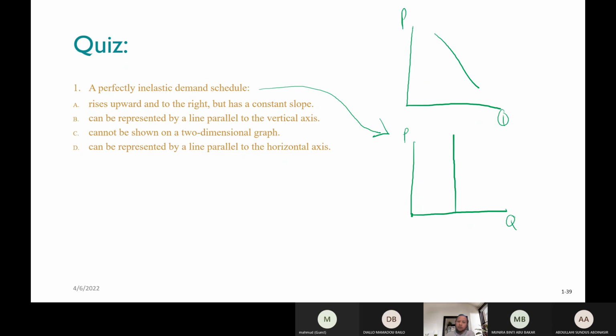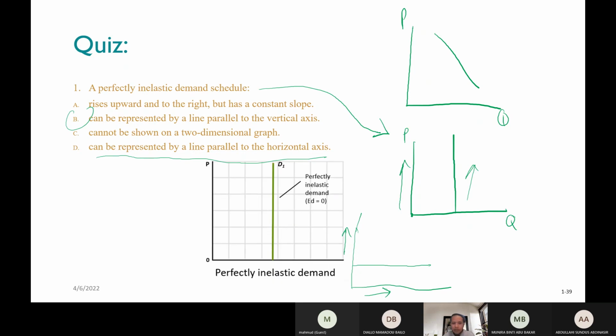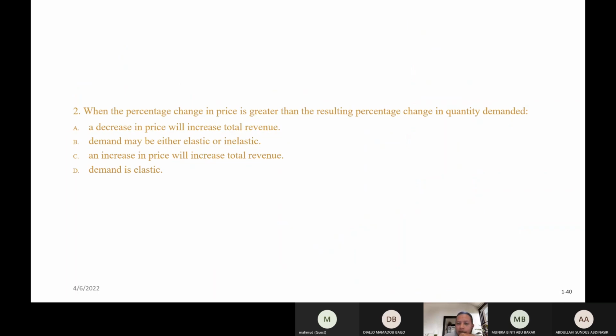Parallel to horizontal axis. So in this case, if we draw this, this is vertical. This is horizontal. So if it's parallel to horizontal, it looks like this. Oh, okay. It's B. So if it's parallel to vertical, it looks like this. So the answer here is B. Perfectly inelastic demand. Okay. Thank you, brother.